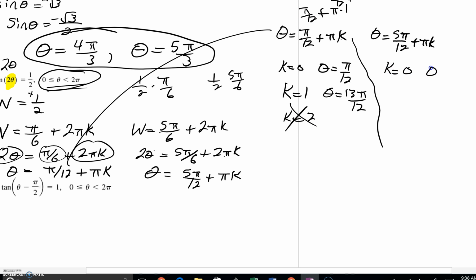K equals 0, you'd say, well, I'm going to get 5 pi over 12. If k is equal to 1, well, you'd get 5 pi over 12 plus 1 pi, but 1 pi is 12 twelfths. I think you can see you get 17 pi over 12. You don't get two answers.